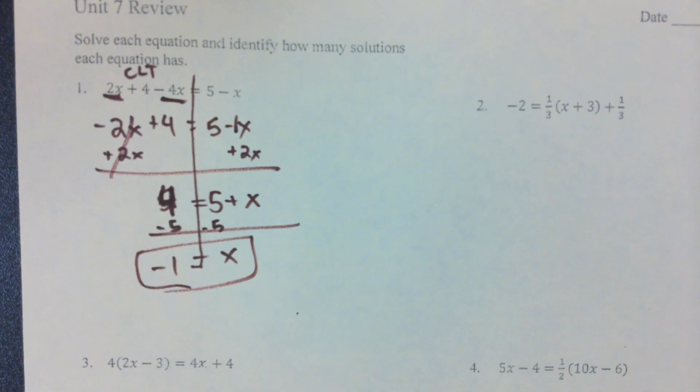Right? Give me a thumbs up. Anyone get negative 1 all on their own for this problem? Ooh, a couple people. That's good.